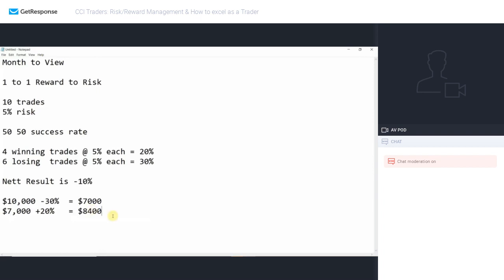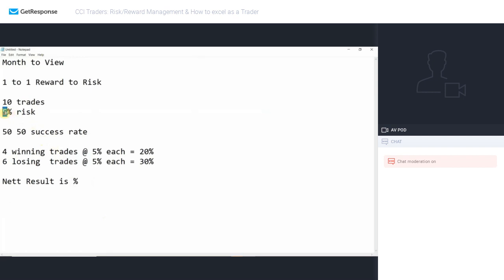So therefore you would have a net loss of quite a substantial amount, $1,600 in real terms. That's because your losing trades were first and then your winning trades came after. So that shows you that having a higher risk can sometimes really eat into your profits, what little profits you do have.